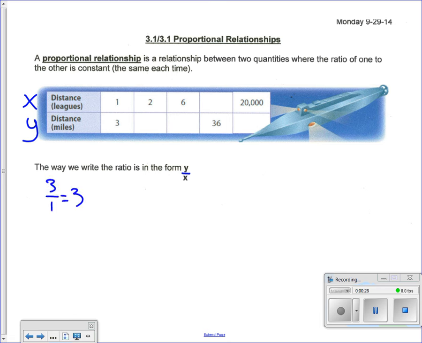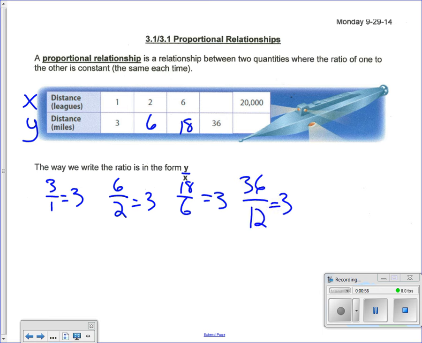So I need to find the number divided by 2 that will equal 3. Same for 6. The number I divide 6 by to equal 3. And what can I divide 30 by? What can I divide 36 by? 12. 3. And then what can I divide by 20,000 to equal 3? That would be 60,000.